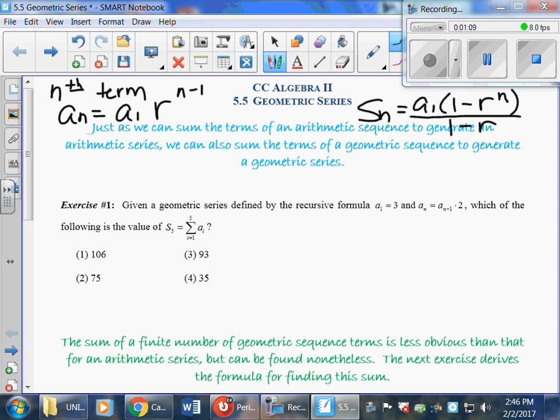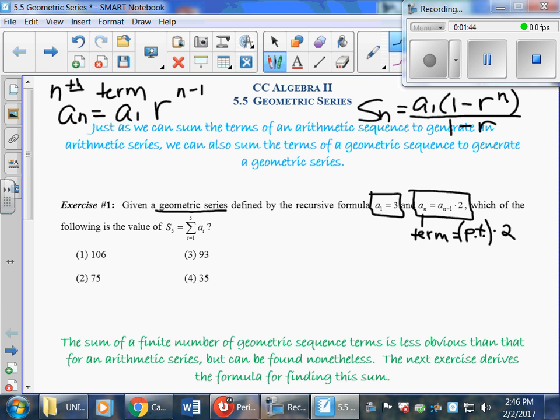All right, let's get into exercise number 1. Given a geometric series, make sure you're underlining these things, so you know what formulas to use. It is defined by a recursive formula: a sub 1 is 3, the first term is 3, and the term I'm looking for is equal to the previous term times 2. Which of the following is the value of the first 3 terms?